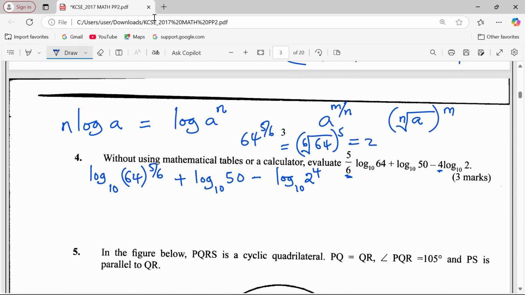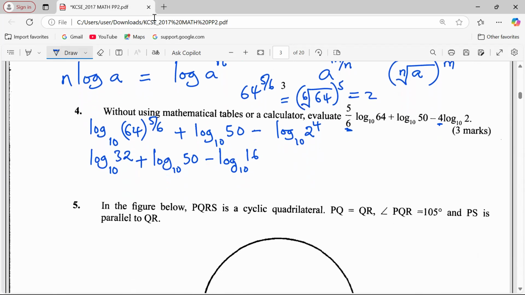So at this point, we have the log to base 10 of 2, and 2 has to be raised to power 5. So 2 power 5 is 32, plus the log to base 10 of 50 minus the log to base 10 of 16.